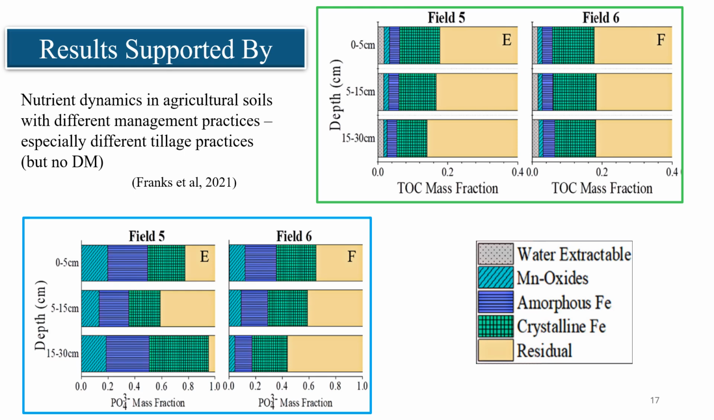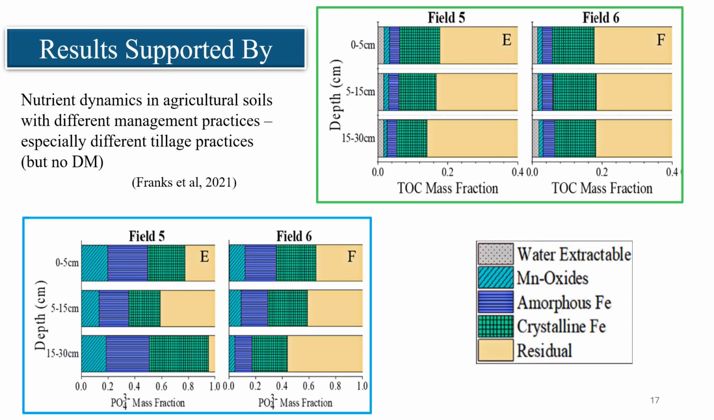These are the results from a different research conducted by Frank et al. in 2022, but without using the dredged material. In case of dredged material, they conducted the research with different management practices, especially with different tillage practices. And the results they obtained from sequential extraction are in agreement with our results.